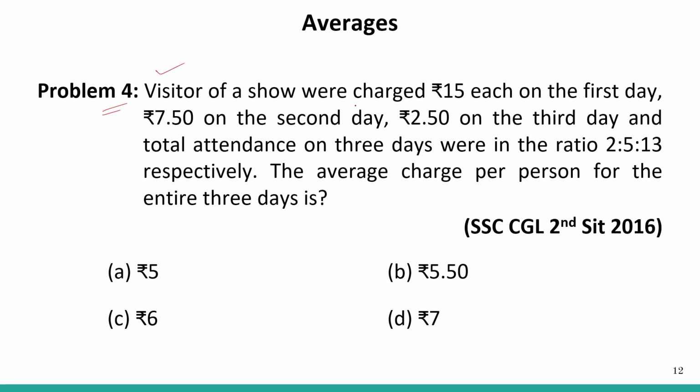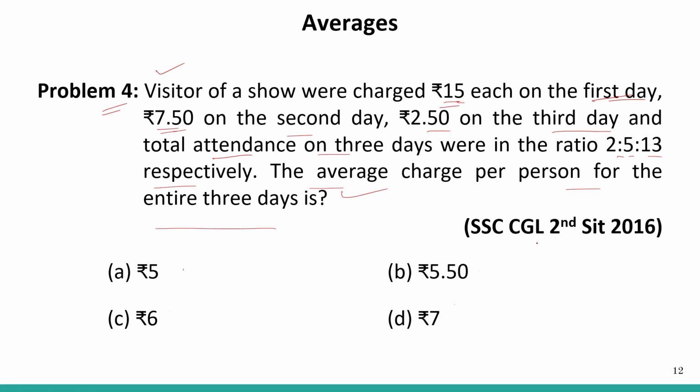Visitors of a show were charged 15 rupees each on the first day, 7 rupees 50 on the second day, and 2 rupees 50 on the third day. The total attendance on the 3 days was in the ratio 2:5:13 respectively. So what is the average charge per person for the entire 3 days? Is it 5 rupees, 5.5 rupees, 7 rupees, or 6 rupees?